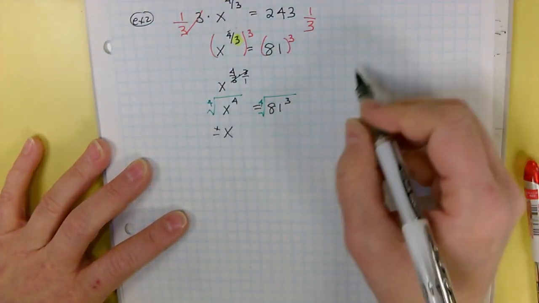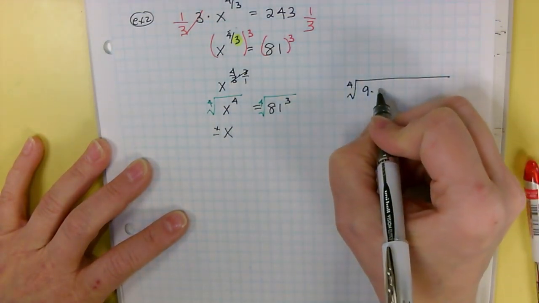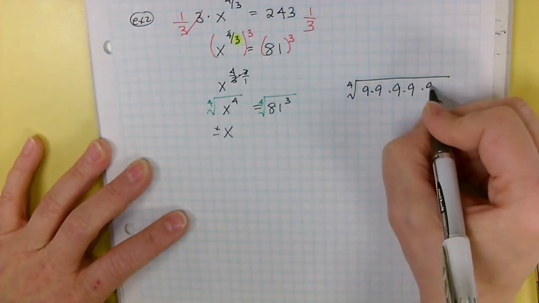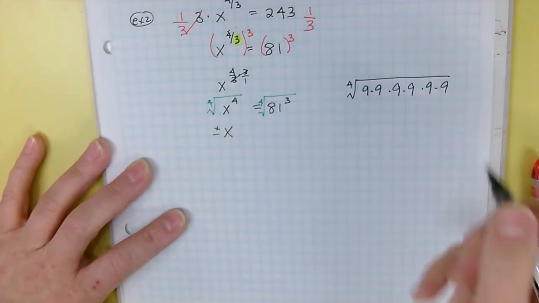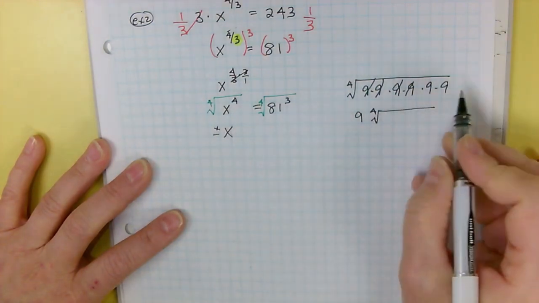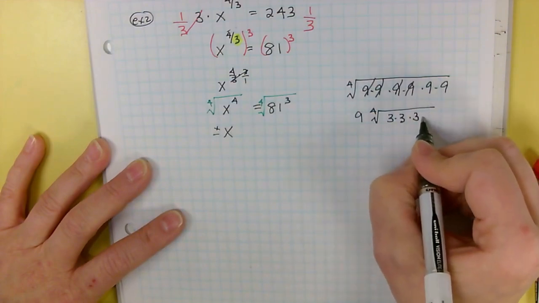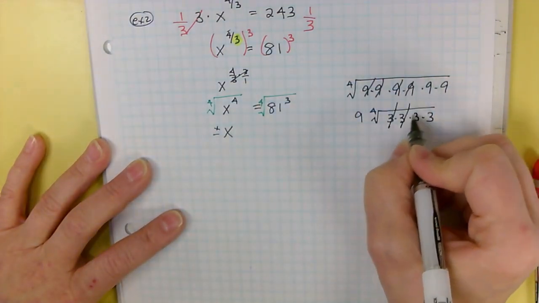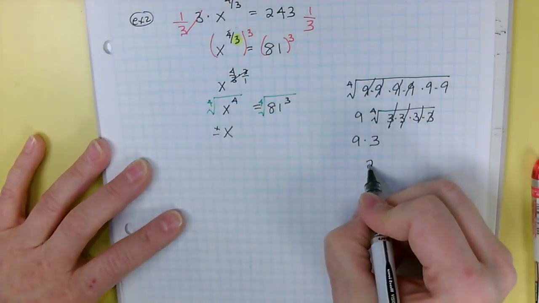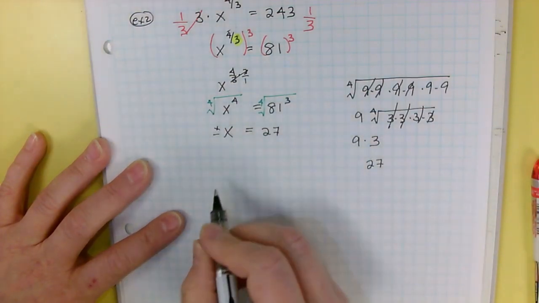Now, for the fourth root of 81 cubed, 81 is 9 times 9. And I have 3 of those. So I have 9 times 9 again, 9 times 9 again. So 4 9s, 1 comes out. Now I've got 2 9s left. 9 is 3 times 3. 9 is 3 times 3. 4 3s, 1 comes out, gets multiplied by the 9, which is 27. So plus minus x equals 27.